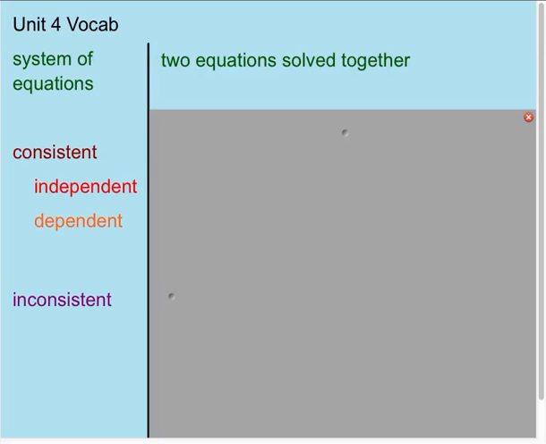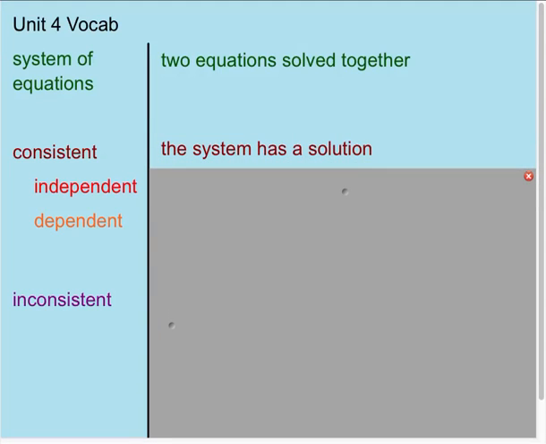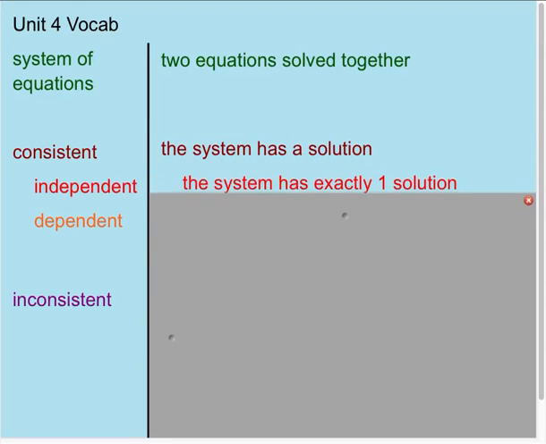The first is consistent and independent. A consistent system has a solution. If it's an independent system, it has exactly one solution. If this isn't making sense to you right now, don't worry about it. Once we see what the system looks like on a graph, I think it will make a lot more sense.